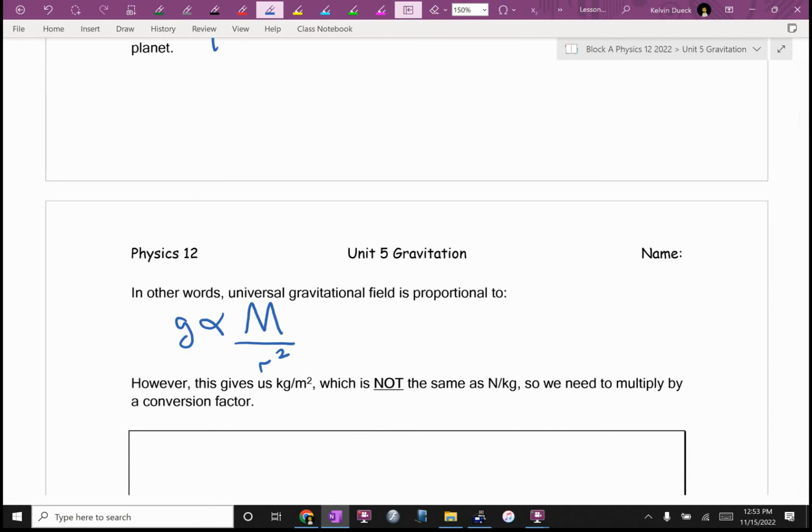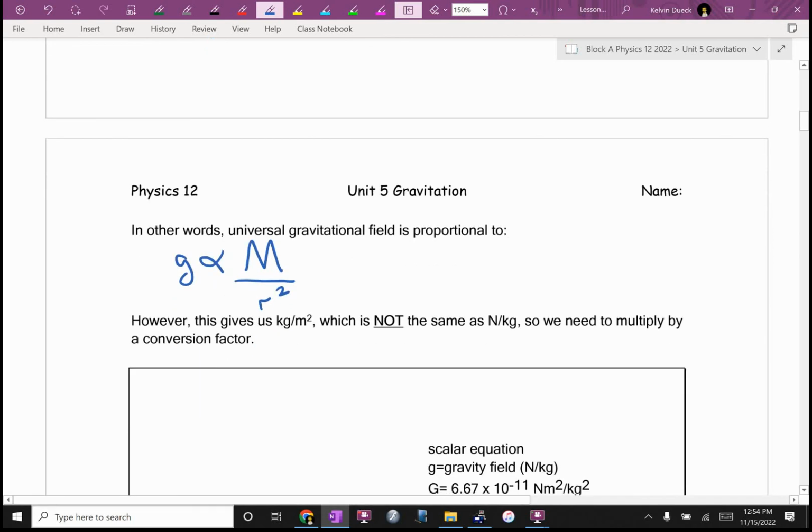Problem. Here's the problem. What are the units for mass? What are the units for radius? Kilograms per meter squared is not newtons per kilogram. So to turn this into an equation, we need to multiply it by a conversion factor. In the same way that to change minutes to seconds, you need to multiply by 60. To change kilometers to meters, you need to multiply by 1,000. We need a conversion factor.